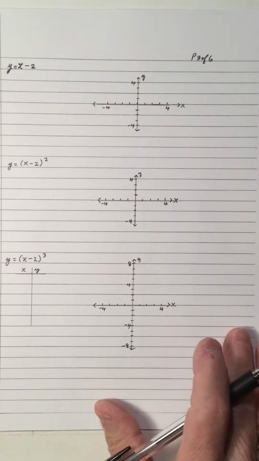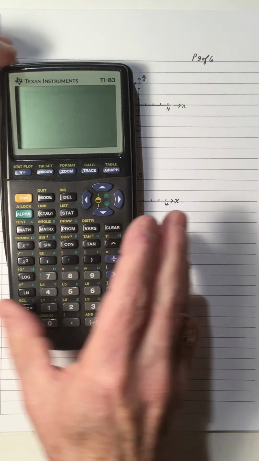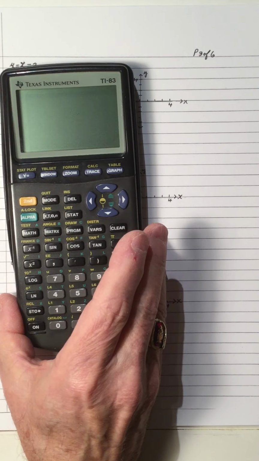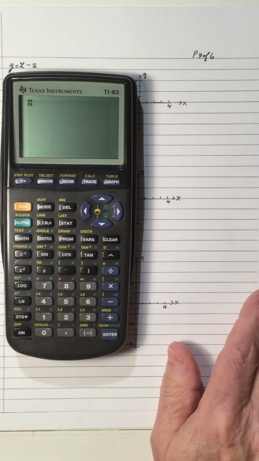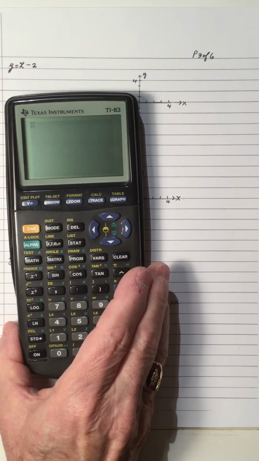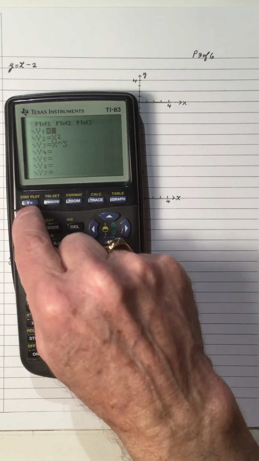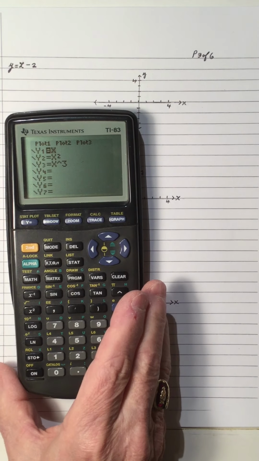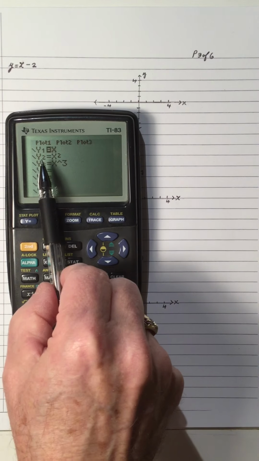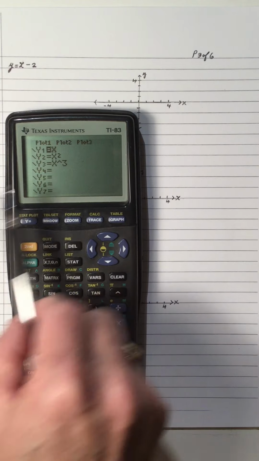So what I want to do now is look at those in relation to the graphing calculator. So let's put the graphing calculator here, and we'll turn it on. I already have the 3 equations that we just discussed. Notice the first one is y equals x. Second one is y equals x squared. And the third one is y equals x cubed.